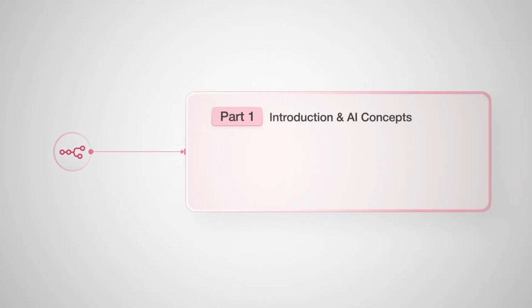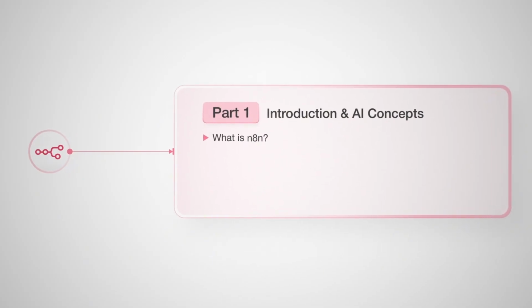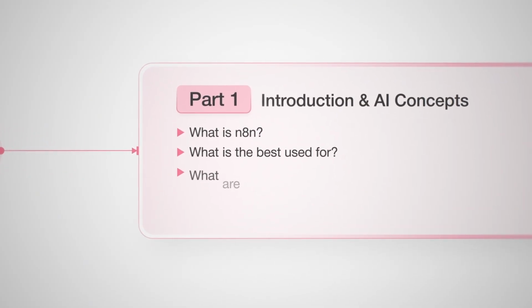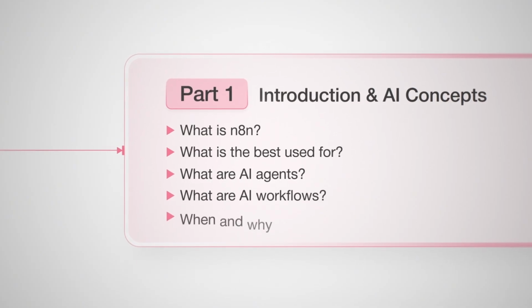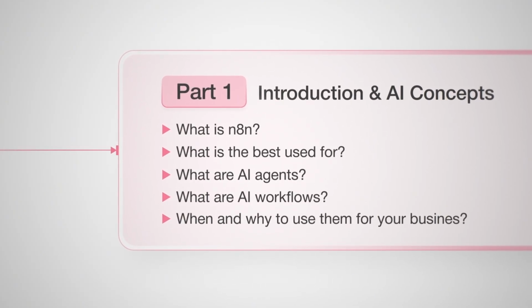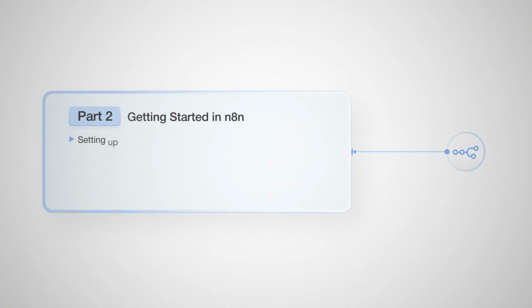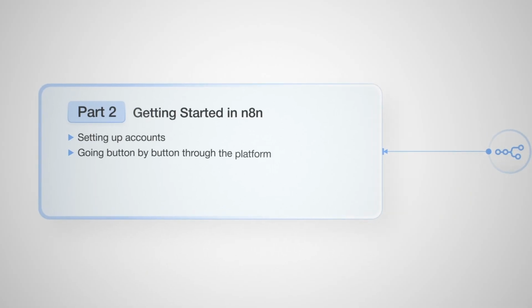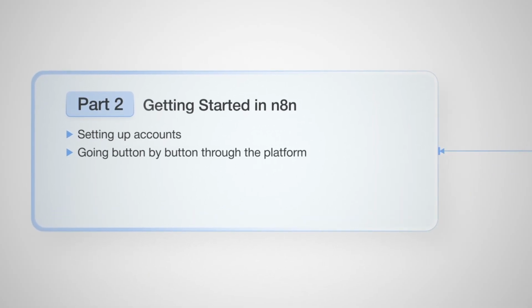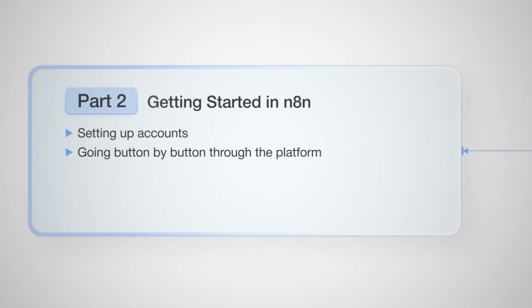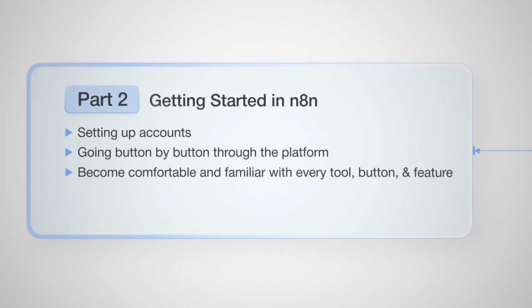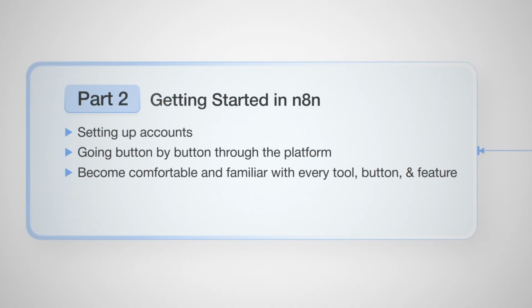Just so that we're both on the same page, here is what we're going to cover throughout this course. In part 1, we'll be talking about n8n, answering questions like what even is n8n in the first place, what is it best used for, what are AI agents, what are AI workflows, when should you be using them, depending on your business use cases. And before you know it, we will be inside of part 2, where it's all about jumping into n8n, setting up your account, going button by button through every individual section of the n8n platform. And the main goal of part 2 of this video is to make you comfortable inside of n8n so that you're familiarized with every single tool, button, and feature, so that n8n becomes a lot more intuitive to use after that.